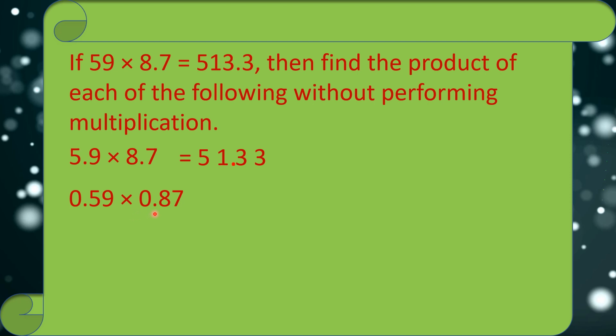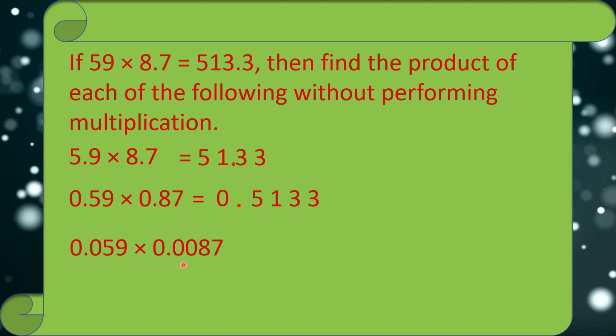Let us do one more question of this type. 0.59 multiplied by 0.87. Just observe this and this. Digits are the same. So here 2 decimal places, and in this number 0.87 2 decimal places. It means total decimal places should be 4 in the product. So at first we will write the same digits 5133, and because decimal places should be 4, we will count 1, 2, 3, 4, and we will put the decimal here, and here we will put 1 zero also. So our answer is 0.5133.